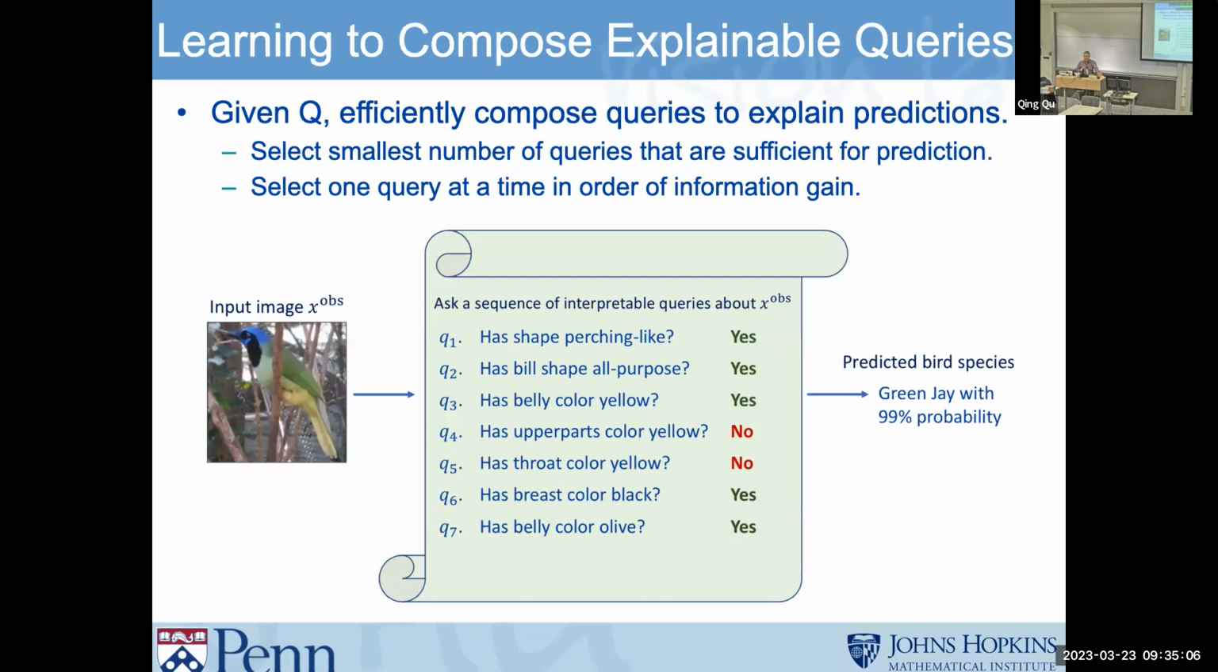And so for concreteness, in the first example, this is what an explanation looks like. This is, by the way, a result of our algorithm. The algorithm predicted that for this image on the left, the class is a green jay with 99% probability. And when you ask the algorithm, why did you predict this is a green jay? We can tell you it's because of these 7 reasons. These are the queries that were selected.